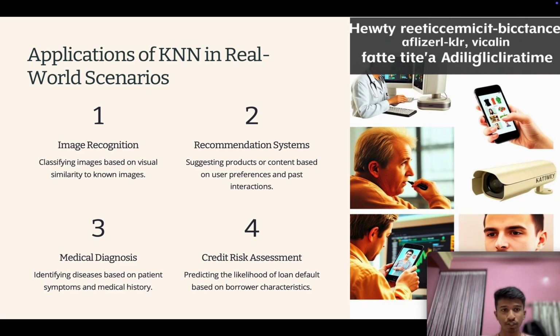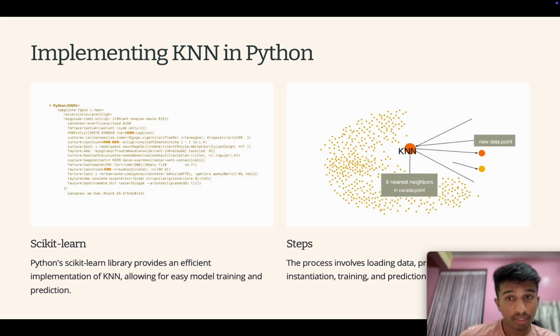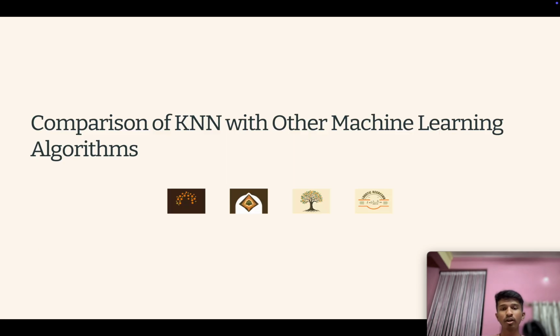Applications, like I said, are in voting, image recognition, recommendation systems, medical diagnostics, credit risk analysis, assessment, etc. For implementation of KNN, we can use the scikit-learn library, which provides a detailed class wrapper that we can use for KNN implementation. So this is how we can compare KNN with other machine learning algorithms.